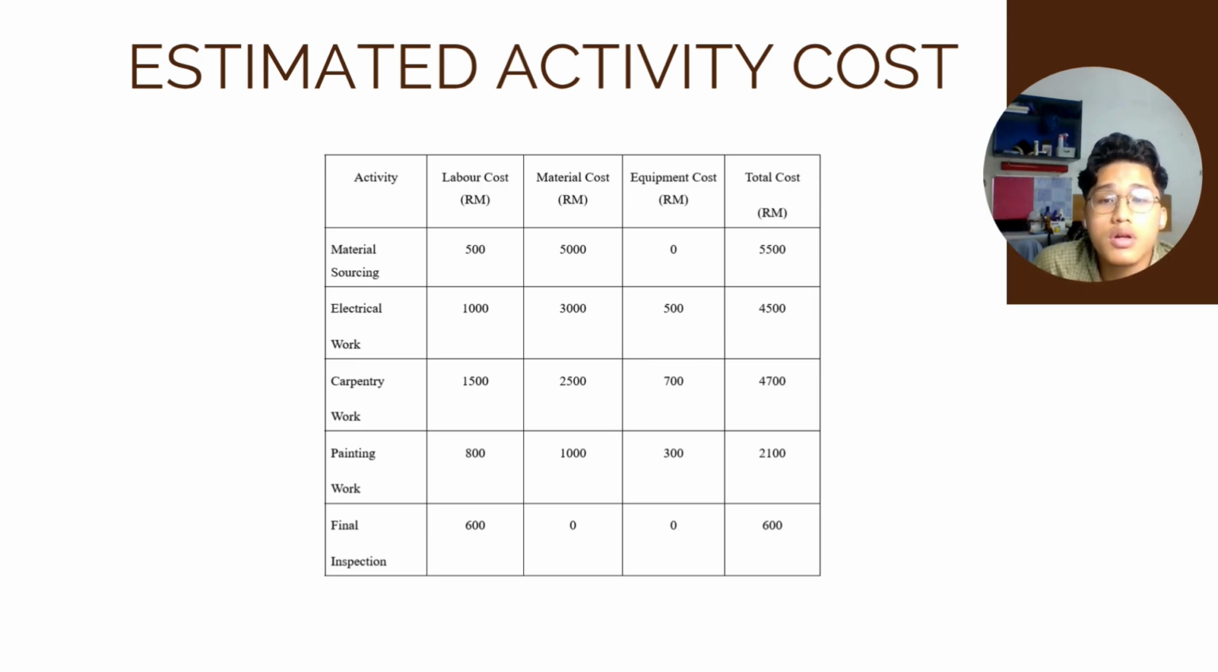In the painting work, the labor cost is 800, material cost is 1,000, equipment cost is 300, and the total cost is 2,100. In the final inspection, we estimate the labor cost is 600. Material is zero, equipment is zero, and the total cost is 600.